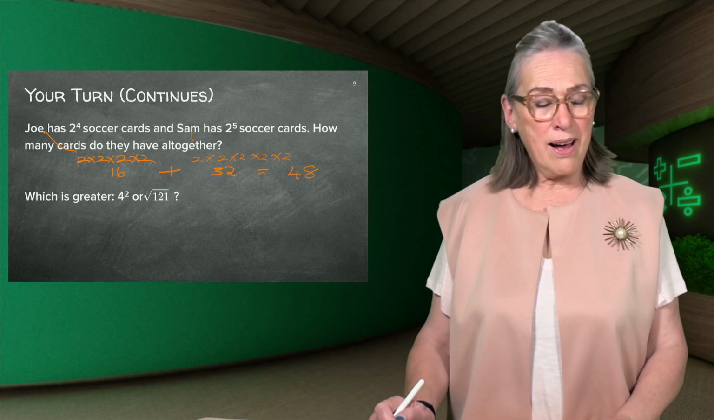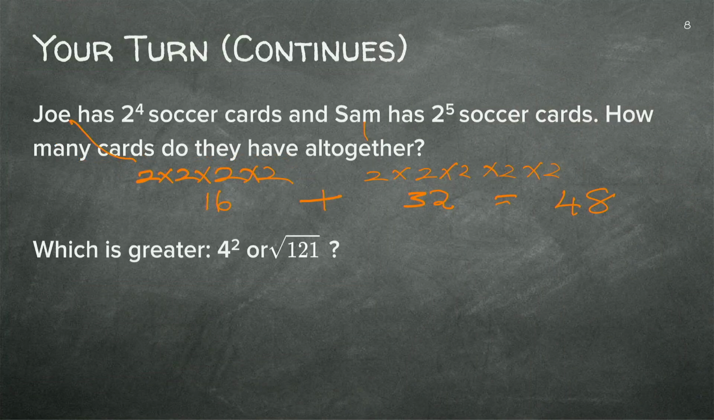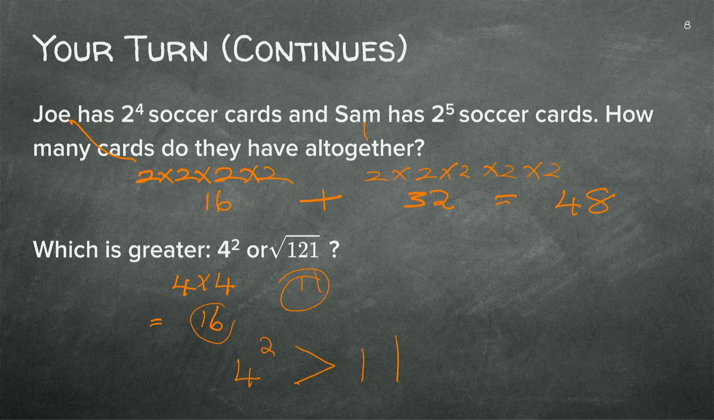And then the last one, which one is greater? Okay, remember how we do this? So we're going to say 4 times 4, and this equals 16. And what is the square root of 121? You should know that without looking at your table. It is 11, right? So which one is greater? 16 is greater than 11, so our answer would be 4 to the power of 2 is greater than 11.